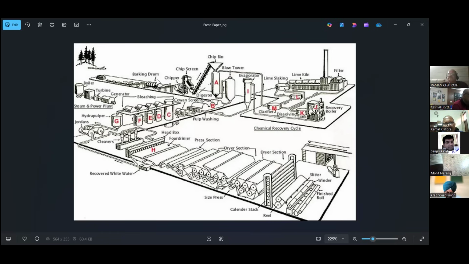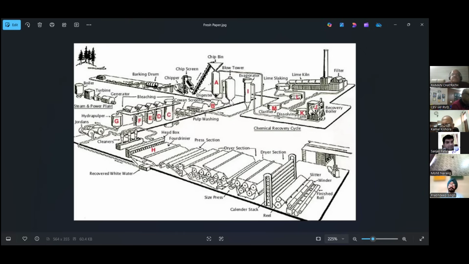Then stems go for the chipper process, the chipping process. So it is a cutting process. We are cutting the stems into small chips. Then from the chipper it goes to the chip screener. So oversize again goes for further chipping process, and required size goes through the chip bin to the digester. In digester, we are adding water and some chemicals. So at high pressure and high temperature, your entire chip is converted into the pulp.